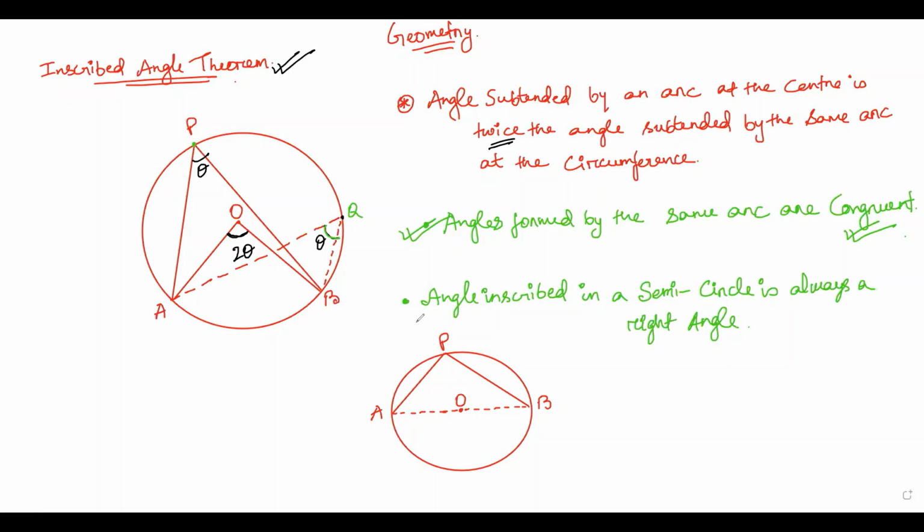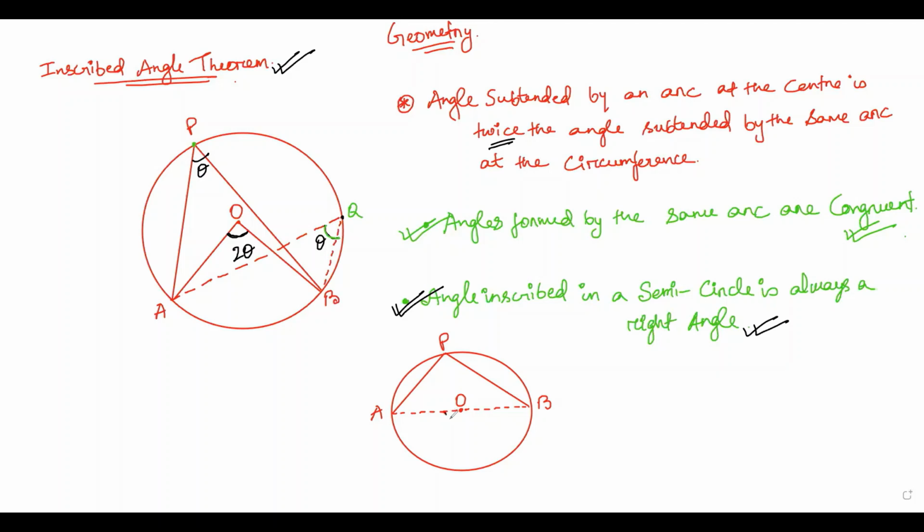Also, from the inscribed angle theorem, we can say that the angle inscribed in a semicircle is always a right angle. To see that, let us consider a circle again with center O, and AB is the diameter of the circle and P is a point on the circumference of the circle. I have joined the point A and P and the point B and P.